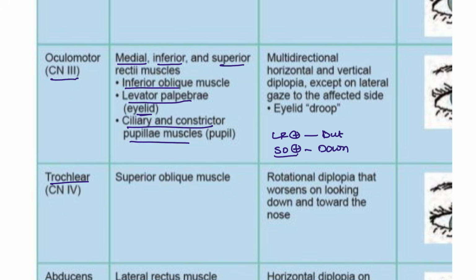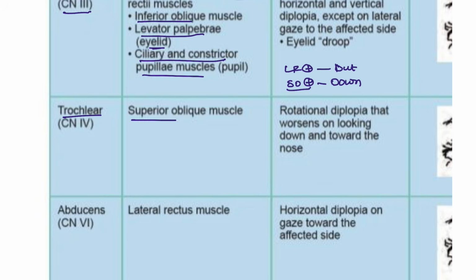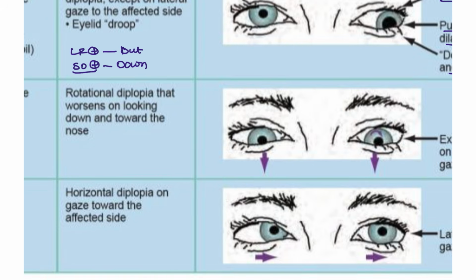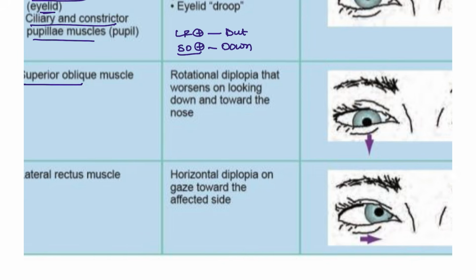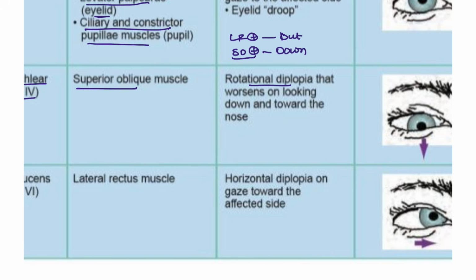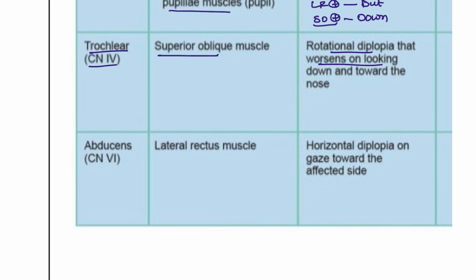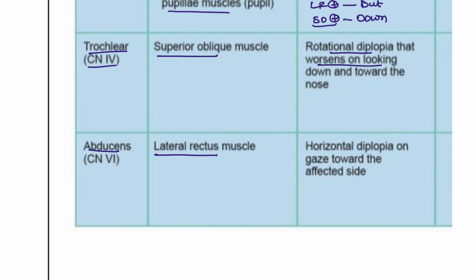Next, trochlear nerve palsy. It only affects the superior oblique muscle. So when the patient has a problem with depression, the patient will have extorsion and a downward gaze problem. There is rotational diplopia, and it worsens when the patient looks down and towards the nose. And abducens nerve palsy involves the lateral rectus.